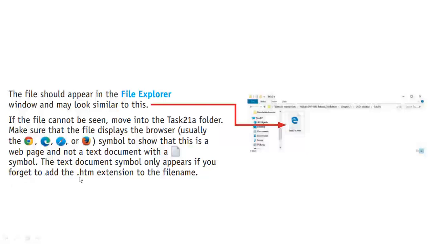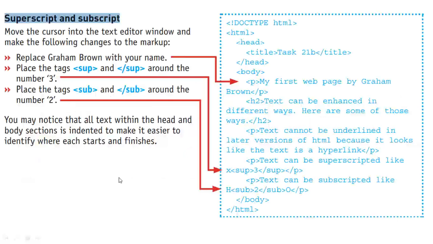All right. The last thing that we're going to do now, and this is just an introduction to HTML, is learn how to add a superscript and a subscript to our document. On the same page that we saved earlier, we're going to move the cursor into the text editor window and make all the following changes to the markup. First, we're going to replace this with your name over here: My first web page by your name here. Then place the tags sub and /sub around the number 3.